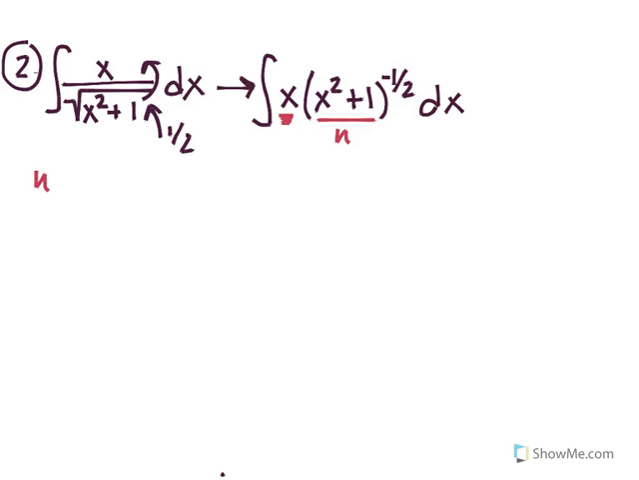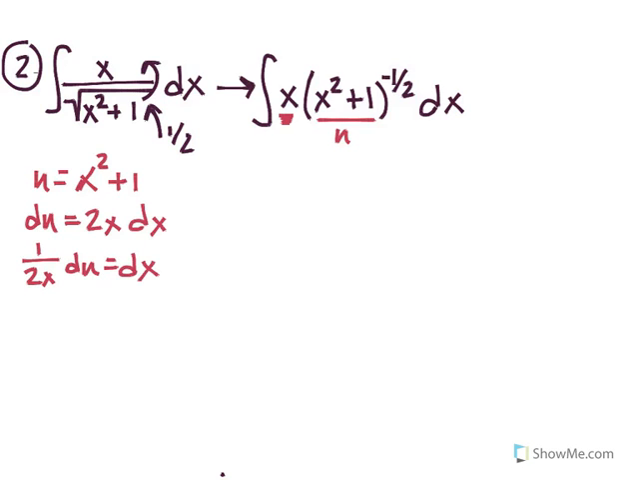So let's go ahead and start. We've got u equals x squared plus 1, and then our du is 2x dx. Again, solve for dx. We're going to divide both sides by that 2x, so that's 1 over 2x du equals dx. And now we're going to substitute.